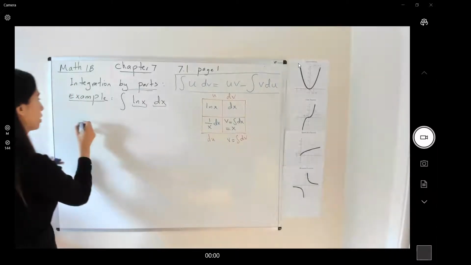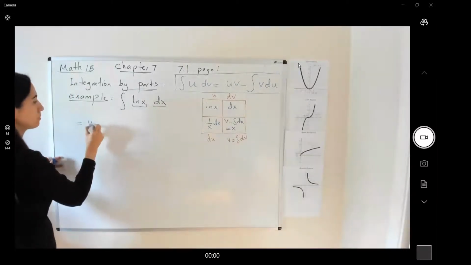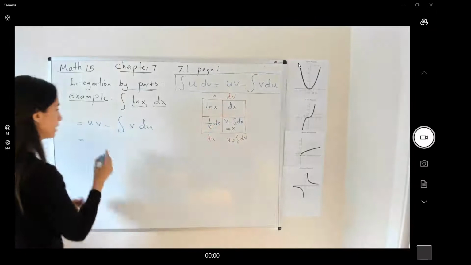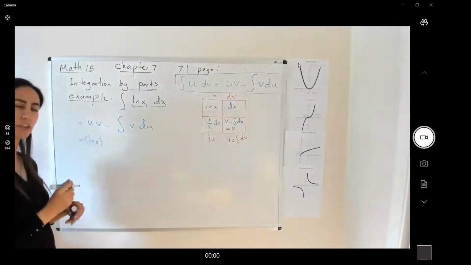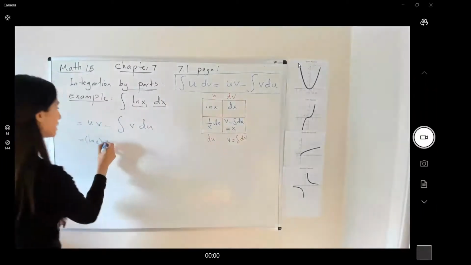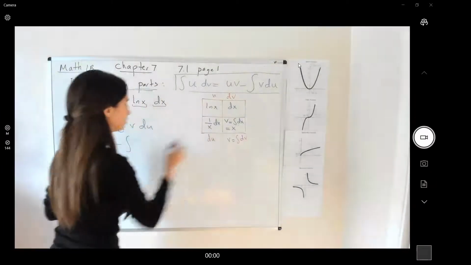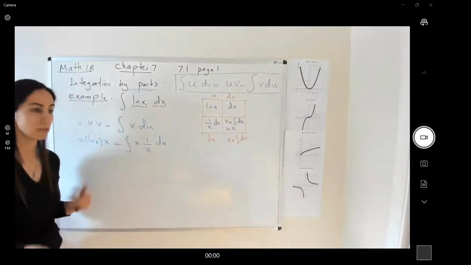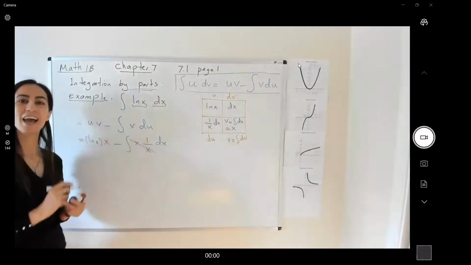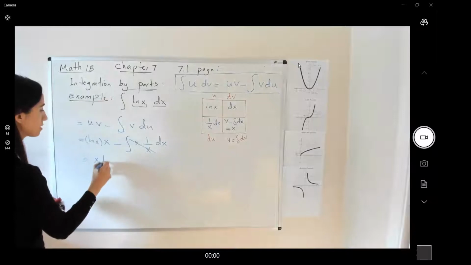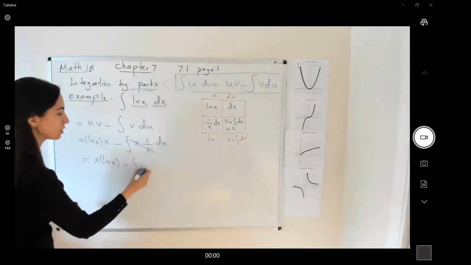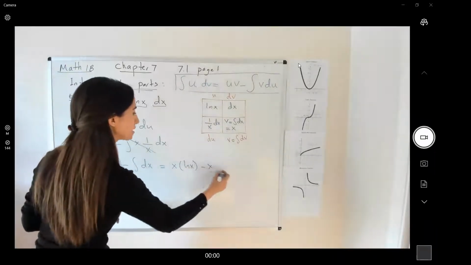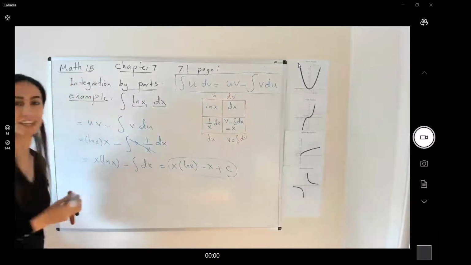So let us follow the formula. This is uv minus the integral of v du. What is my u? U is ln of x, let's put it in parentheses, times v. What is v? V is just x, minus the integral of v, which is x, times du, which is 1 over x dx. We're so happy here because we can cancel out x on x. The outcome is equal to x ln of x minus the integral of dx, which is equal to x times ln of x minus x, plus the constant of integration.